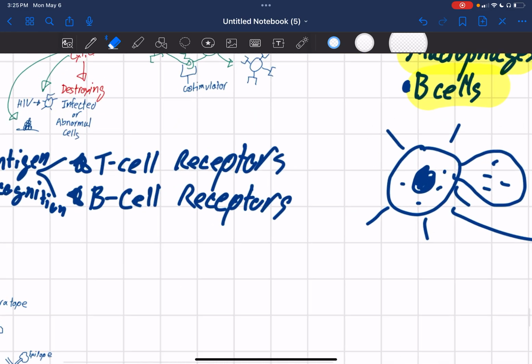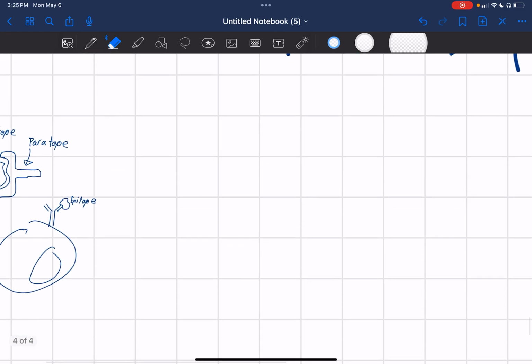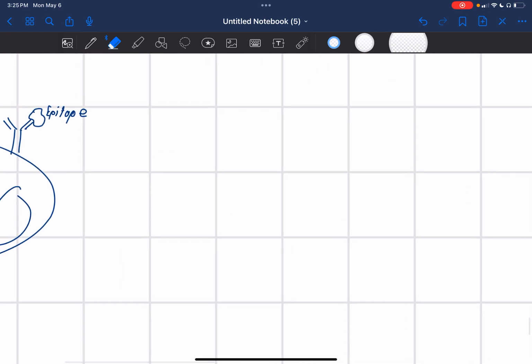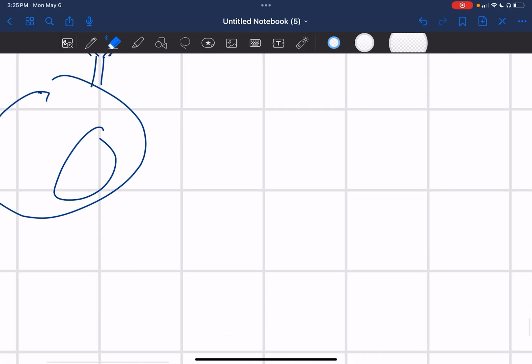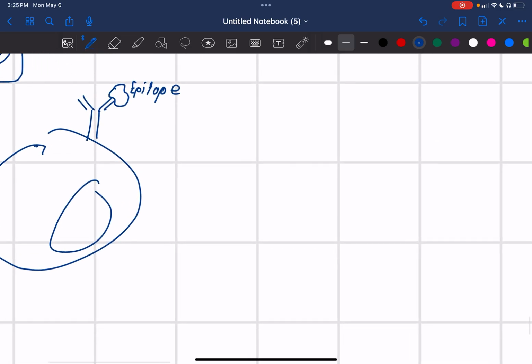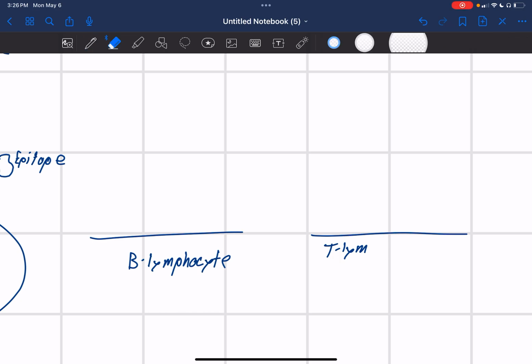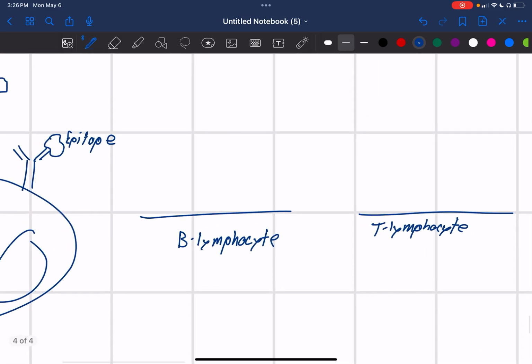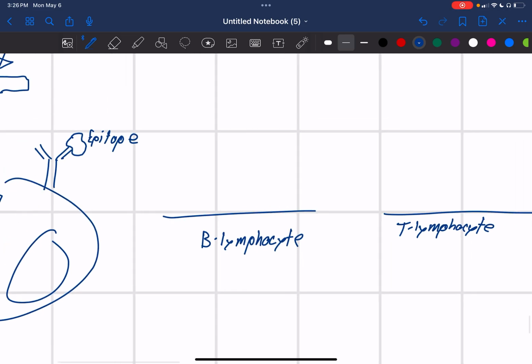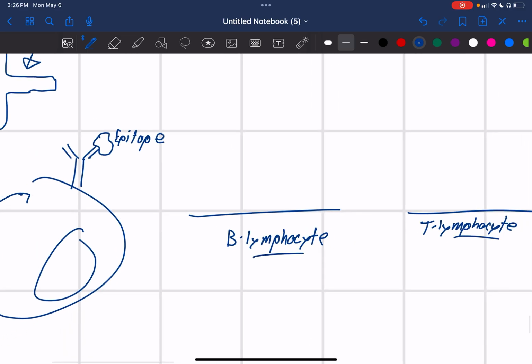So on the B and T lymphocytes, we have different types of receptors. So I can draw them for you as well. B lymphocyte and T lymphocyte. Right. So this essentially helps with the recognition of antigens through the use of antigen receptors on lymphocytes specifically.